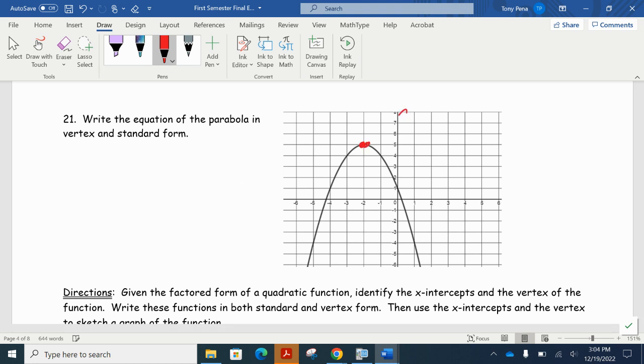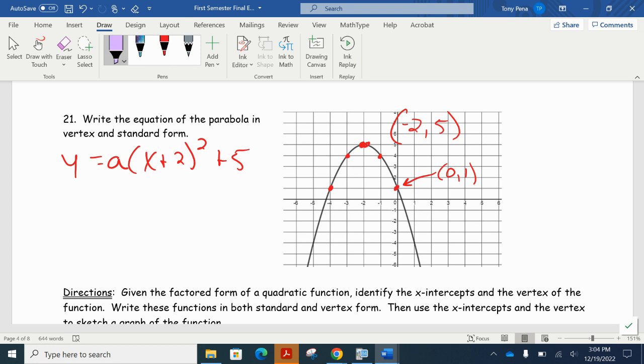So we'd identify this vertex. So this would be -2, 5. So because of that, we can definitely do the x plus 2 squared and then plus a 5. But again, we need to know what is that number in front that tells us how wide or narrow this graph is going to be, or if it opens up or it opens down, although in this case, we know that it opens down. So again, pick any point. This is a good point. That's a good point. I'm going to use this point right here. It has coordinates of 0, 1.